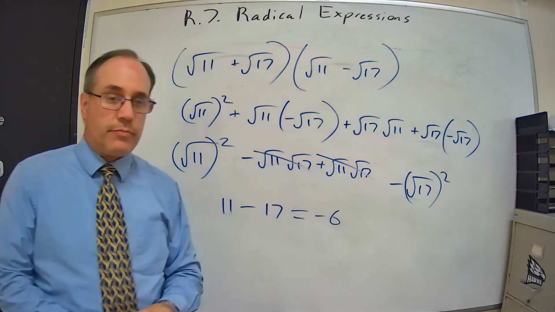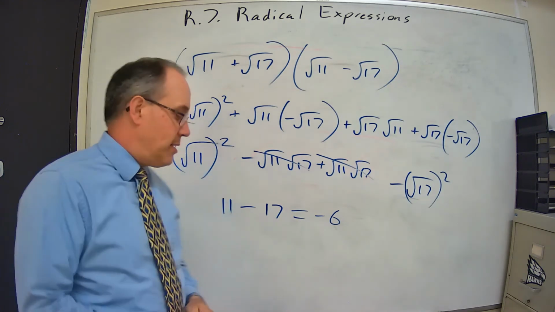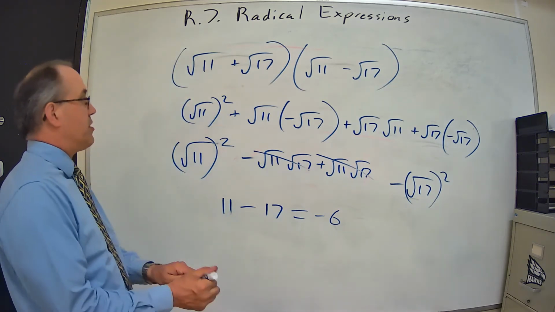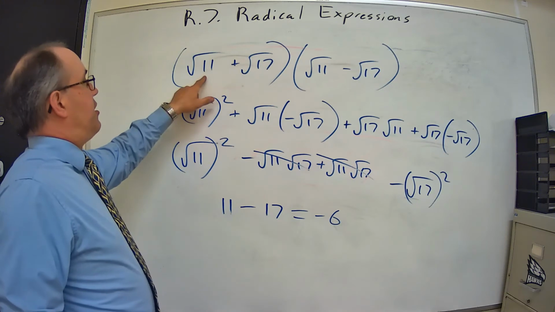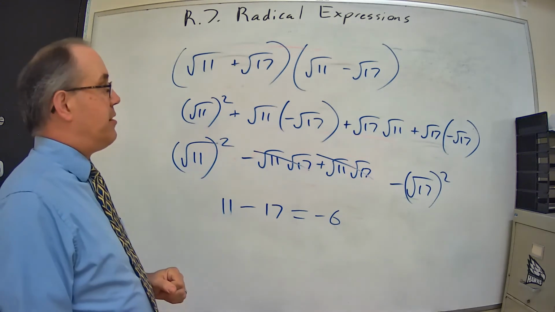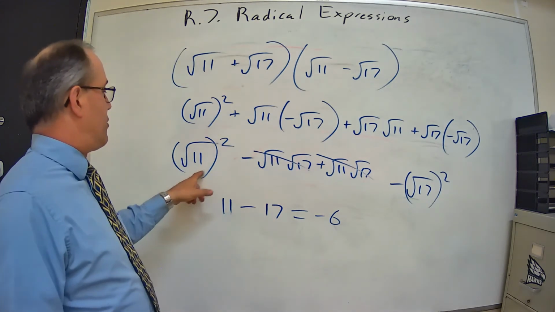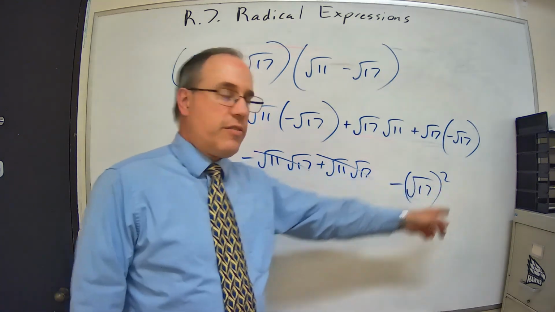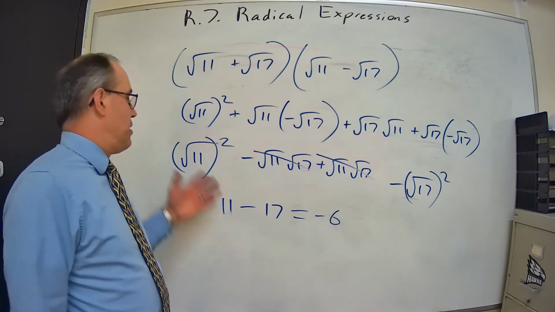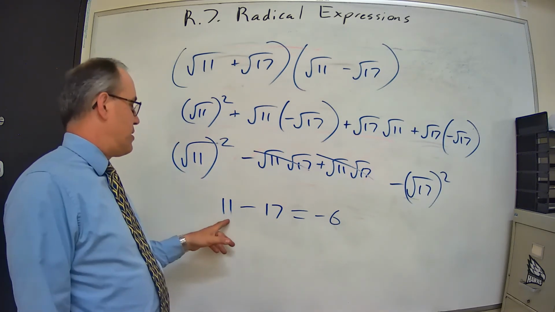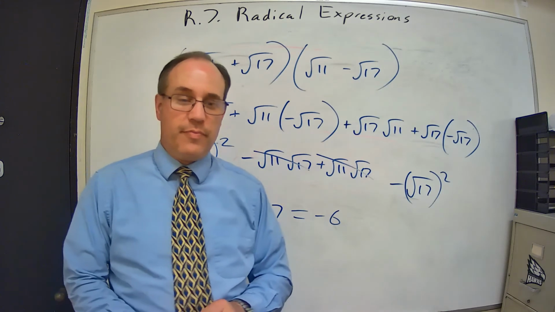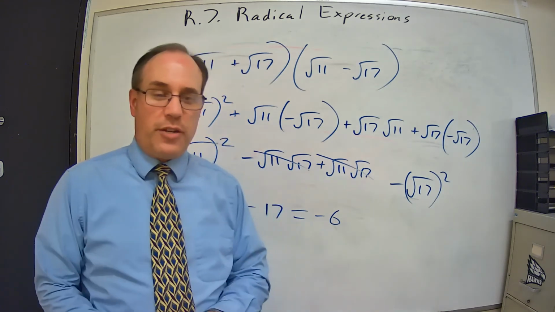Now, some of you may have recognized this immediately as the product of a sum and a difference, which is the square of the first term minus the square of the second term. The square of the first term minus the square of the second term. And in this case, because we're dealing with square roots, they cancel out, disappear, and you just end up with the value minus the other value, and we're able to do the calculation. So that's multiplying radical expressions.